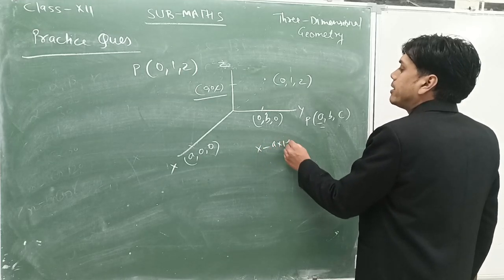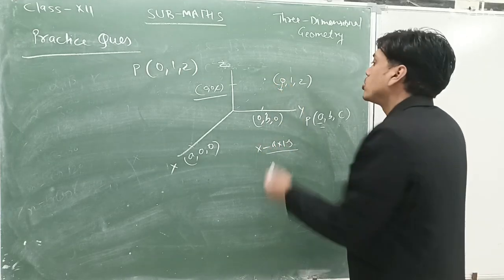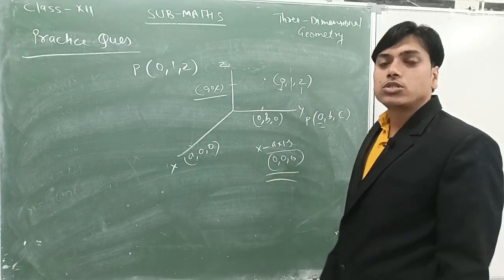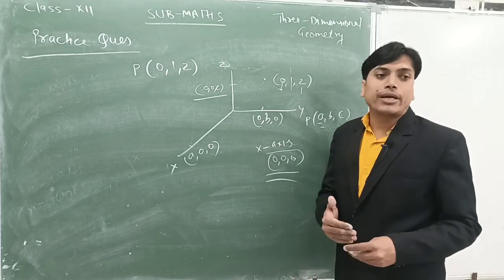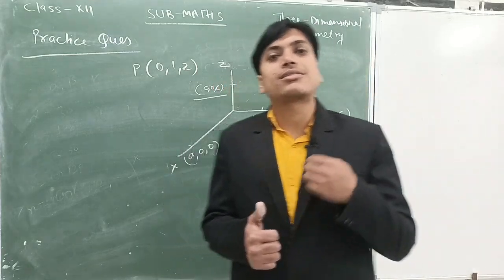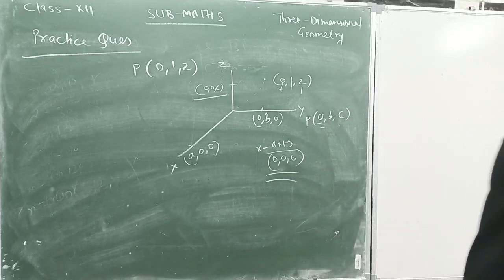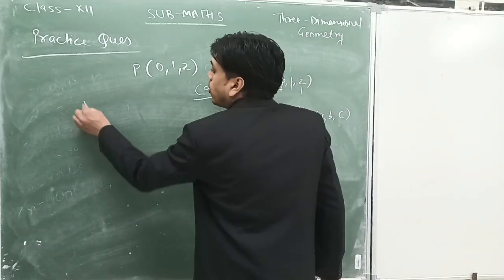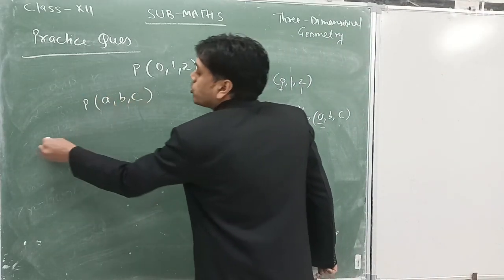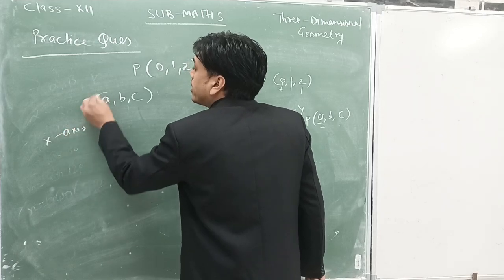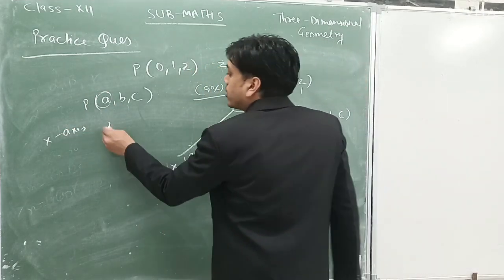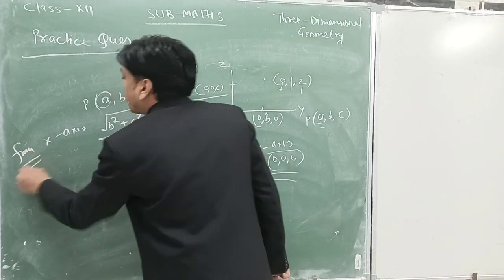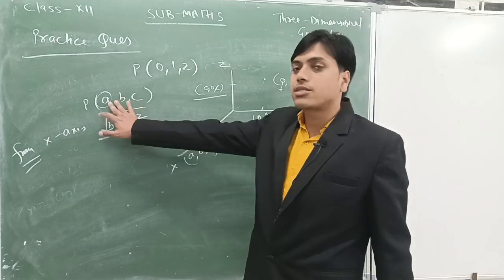So on the x axis if we are drawing the perpendicular, then x will be the same, but it is already 0, so y will be 0, z will be 0, so the coordinates of the foot of perpendicular will be 0, 0, 0. Similarly, if you have to find out the distance of a point from any coordinate axis, the formula for the distance of point P(a, b, c) from the x-axis, leaving x, with the other two values, is root b square plus c square. This is the distance from the x-axis of the point a, b, c.